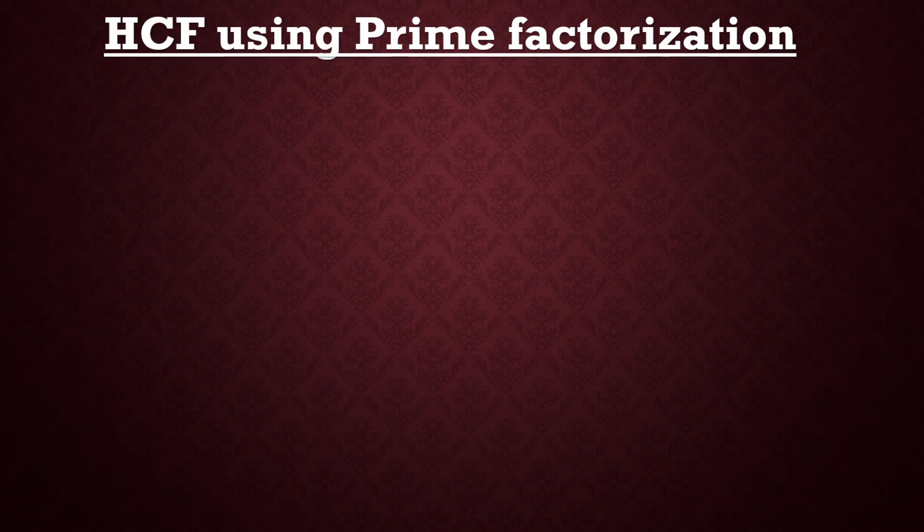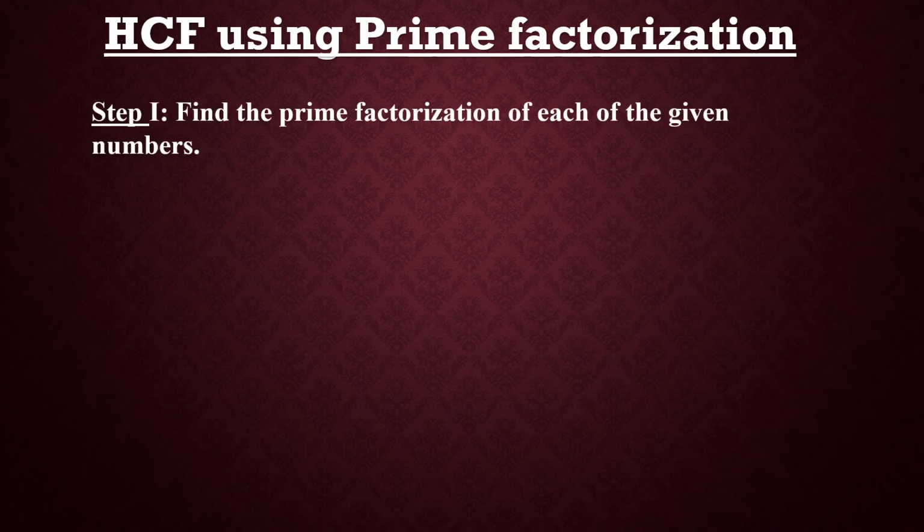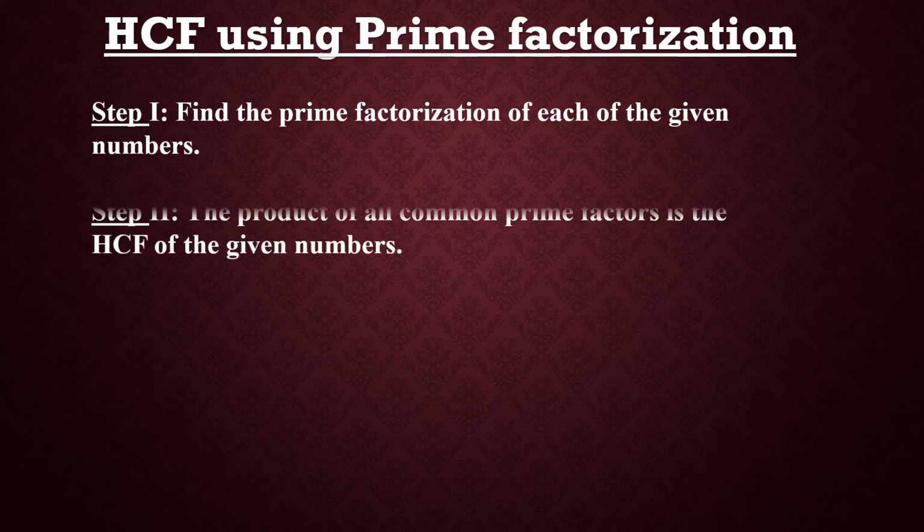There are several ways to find the HCF. First, we are going to see how to find the HCF using prime factorization. We have to follow certain steps to do it. The first step: find the prime factorization of each of the given numbers. So for each and every number individually, we need to find the prime factorization first.